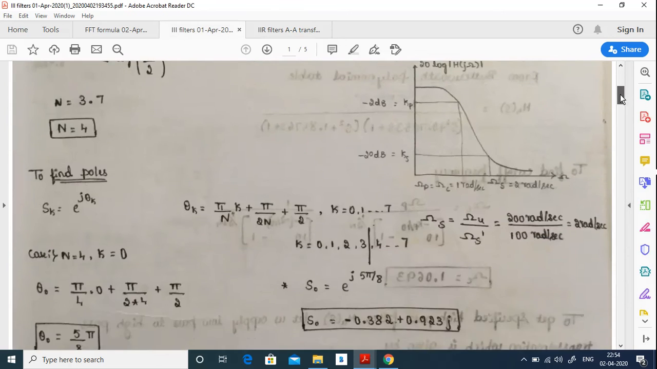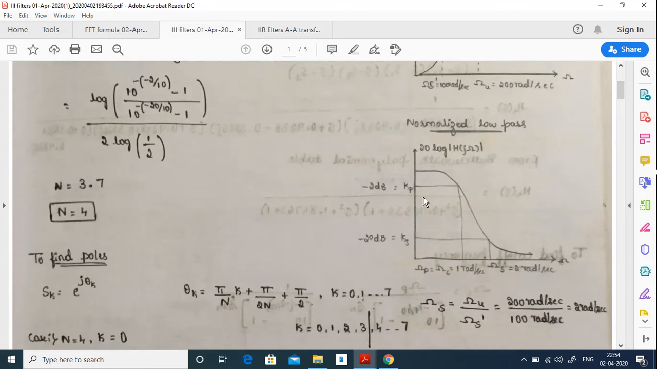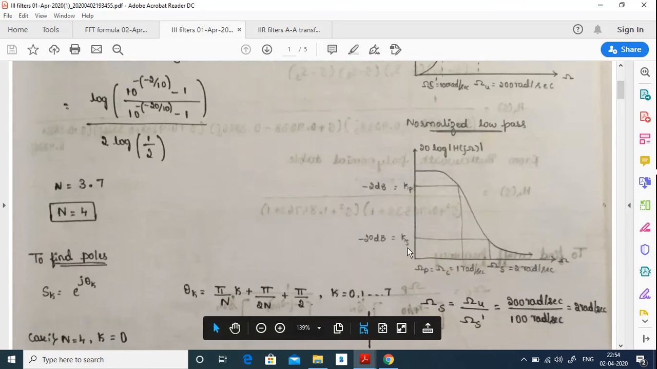Now look here, the normalized low pass filter is given by this in general. So Kp, Ks, omega p is equal to omega c is equal to 1 radians per second, and omega s, this value I don't know, I need to calculate. How to calculate? Omega s is given by omega u by omega s dash. What is the value for omega u? It is 200. What is the value of omega s dash? It is 100. So it is 200 by 100 radians per second. How much will you get? You'll get 2 radians per second. That will become the value for omega s.